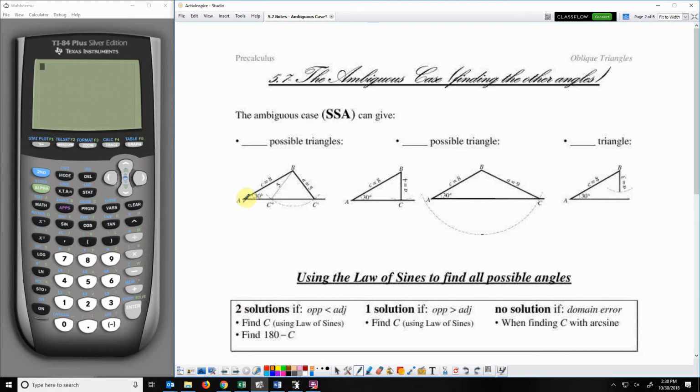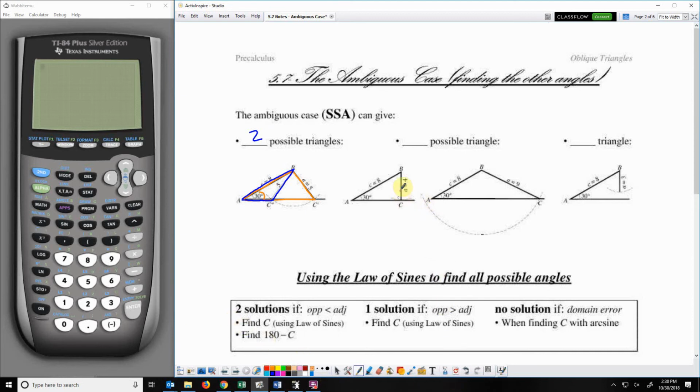So here's a case where you've got an 8 and a 5 and a non-included angle that's 30. And that makes a triangle. But I could take that 5 and swing it around a little bit and put it here, and with the same information, 8, 5, and a non-included angle of 30, I've got a completely different triangle. There's two possible triangles there.